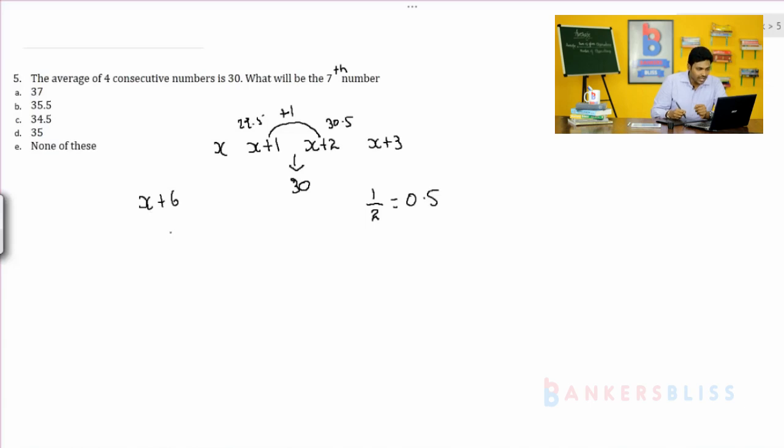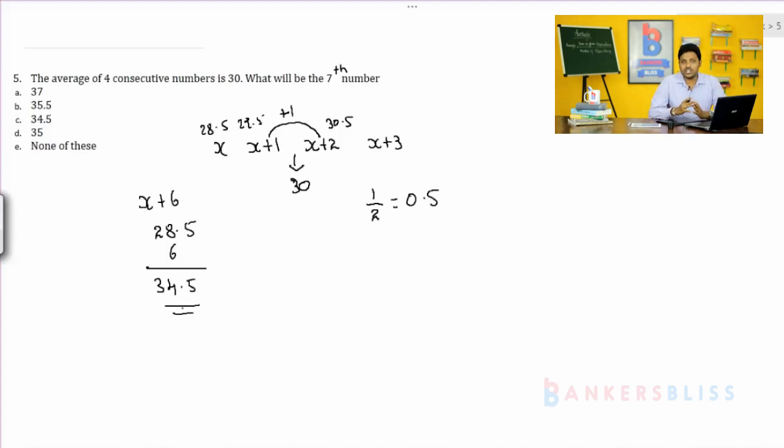So the value of x is 28.5. 28.5 plus 6 is 34.5. So the seventh number is 34.5.